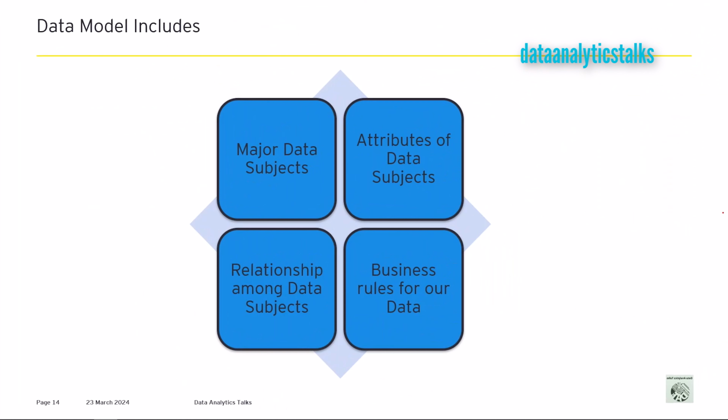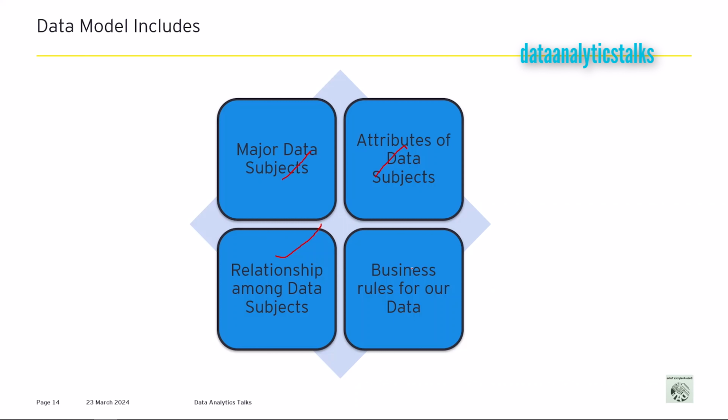Look here. We have major data subjects, which are something like the entities or tables. Then we have attributes of data subjects. Attributes equal database columns, fields. Think of a field with a unique name. It is defined after the entity is defined. Then we have relationships. We have different types of relationship: one to one, one to many, many to one. This is called cardinality.